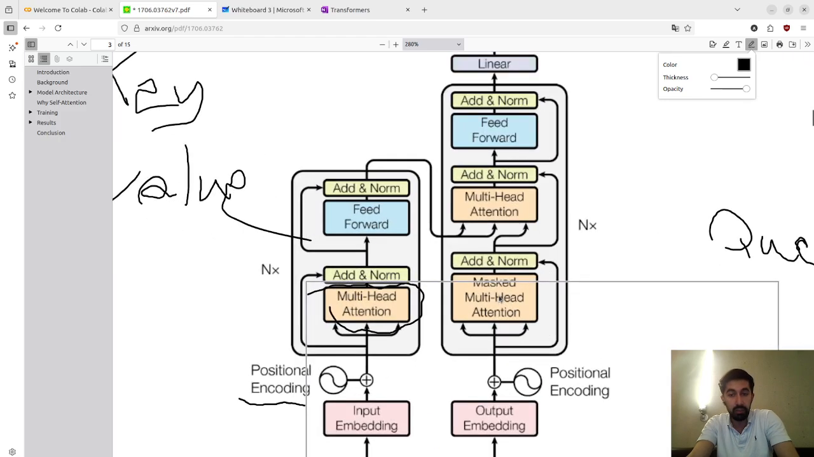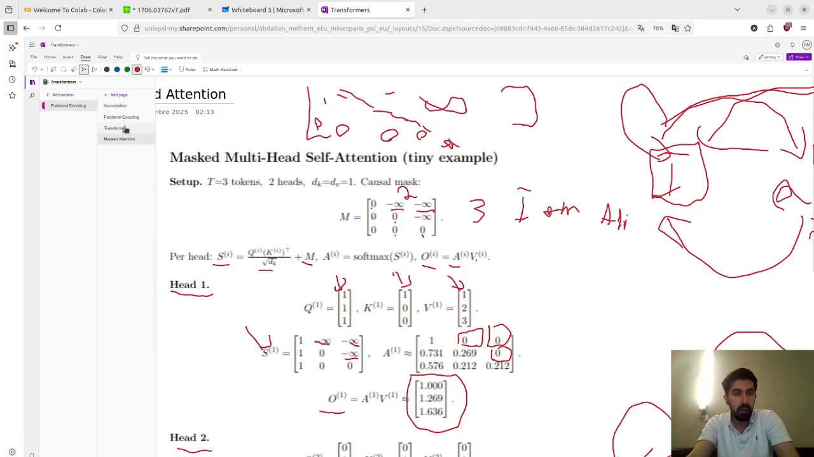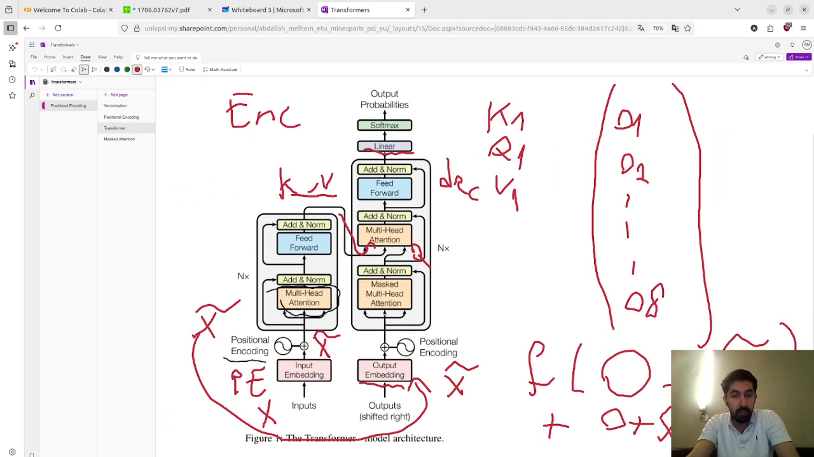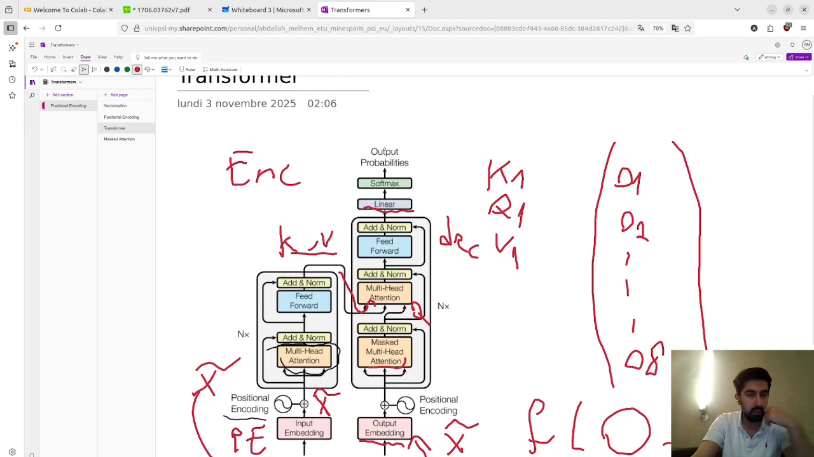So the decoder does masked multi-headed attention. So it's not allowed to look ahead, it just looks at the words before it, and then it uses it as a query with the key and value coming from the encoder. It adds and normalizes, does a feed forward neural network, and softmax at the end. And that's it.